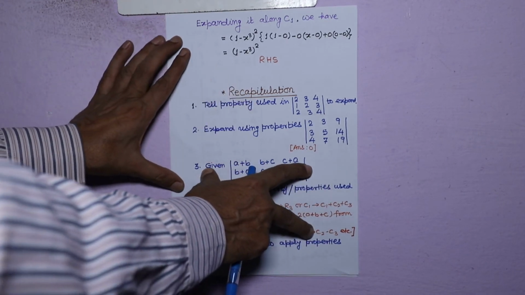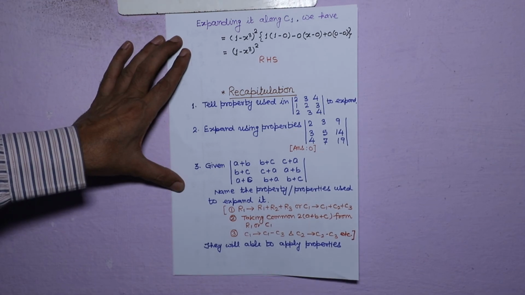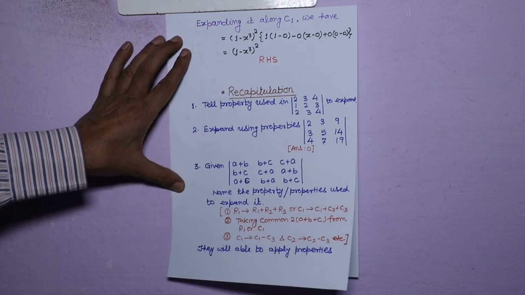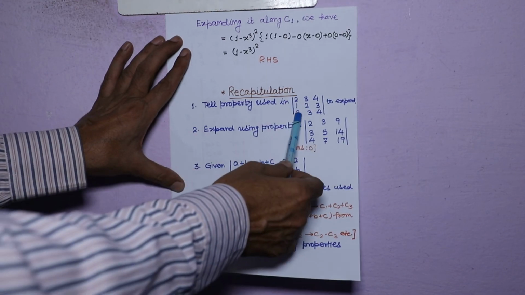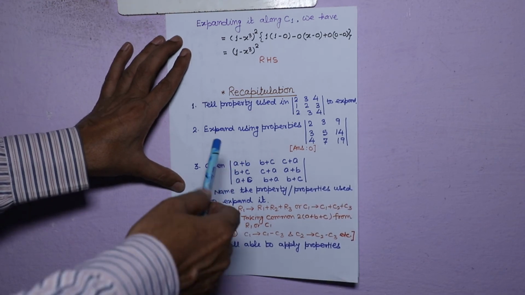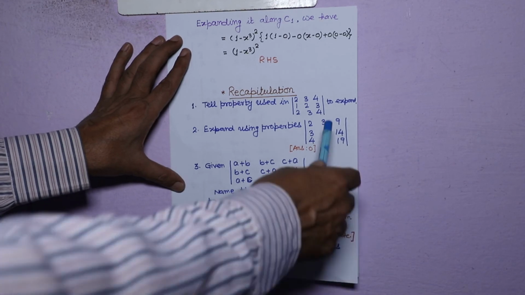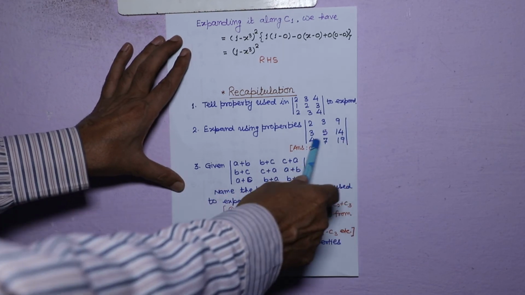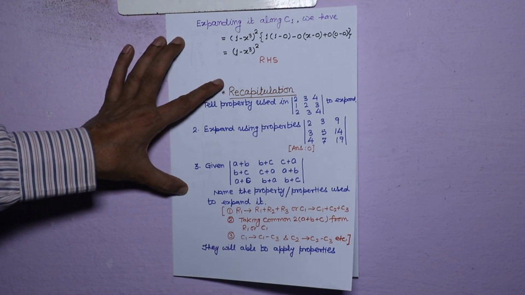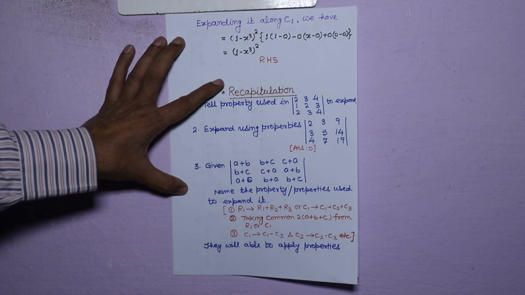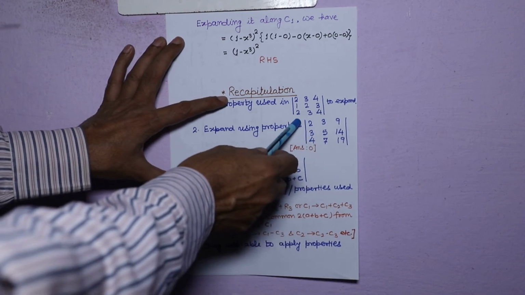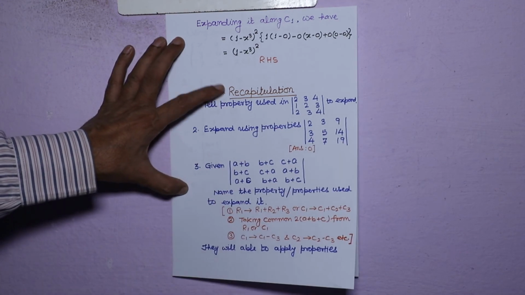So students, what you have learned, first tell me which property you will use to expand this. Yes, here first row and third row are same, so its value will be 0. Now expand using property 2, 3, 9, 3, 4, 3, 5, 14, 4, 7, 19. So what property you will use? Yes, just like an example, from that you will get its value 0.